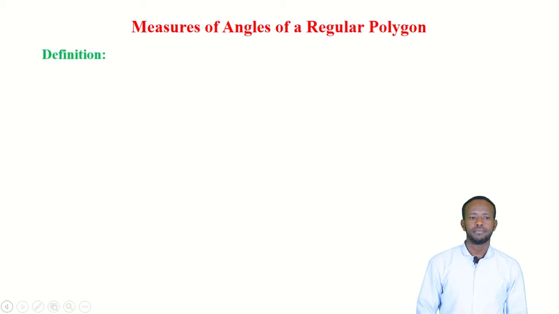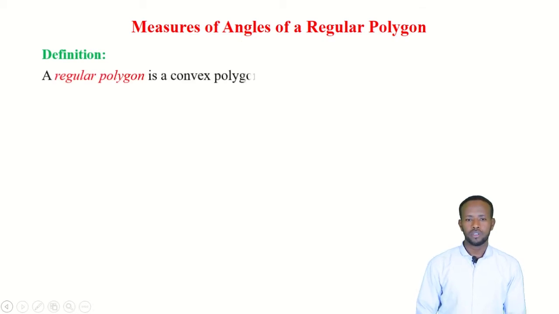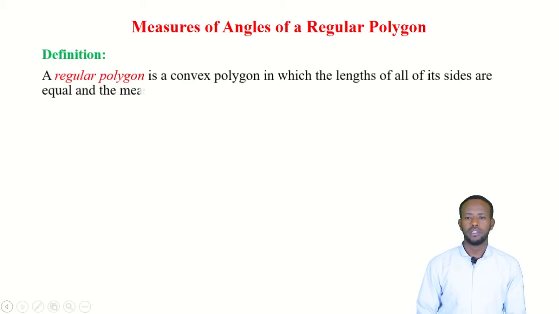Okay, now the definition. A regular polygon is a convex polygon in which the lengths of all its sides are equal and the measures of all its interior angles are equal. This is called a regular polygon.